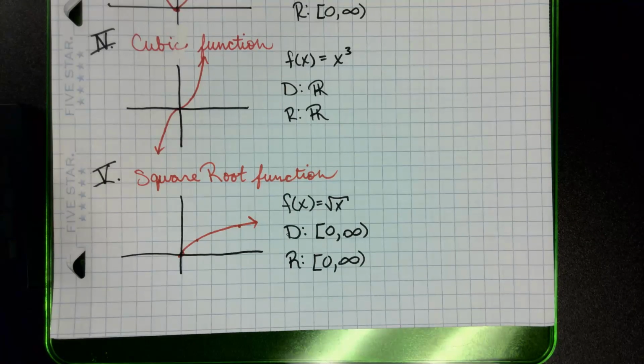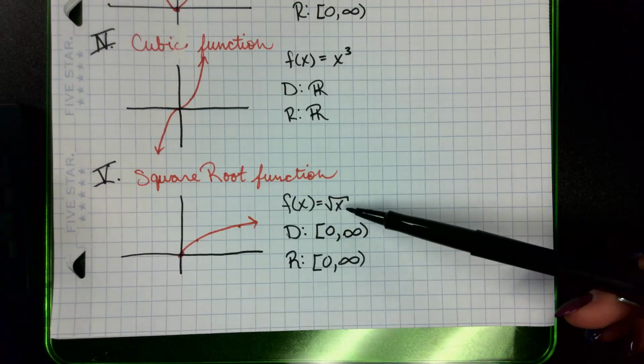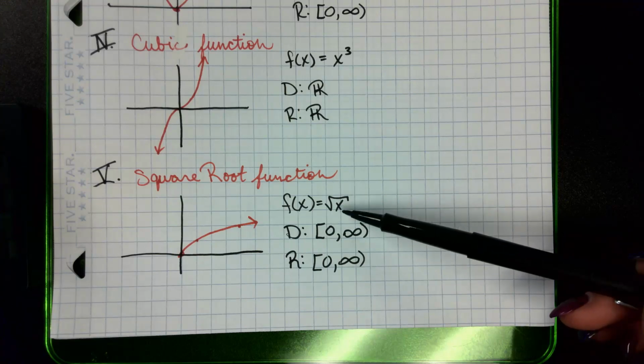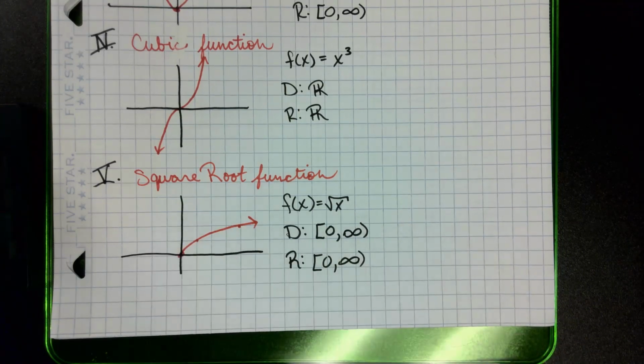And you have to be careful with the domain on the square root function, because you want to make sure you're not taking the square root of anything less than 0. If you take the square root of anything less than 0, it gives you an imaginary number, and we cannot graph an imaginary value on our graph. All right, so that was parent function number 5.